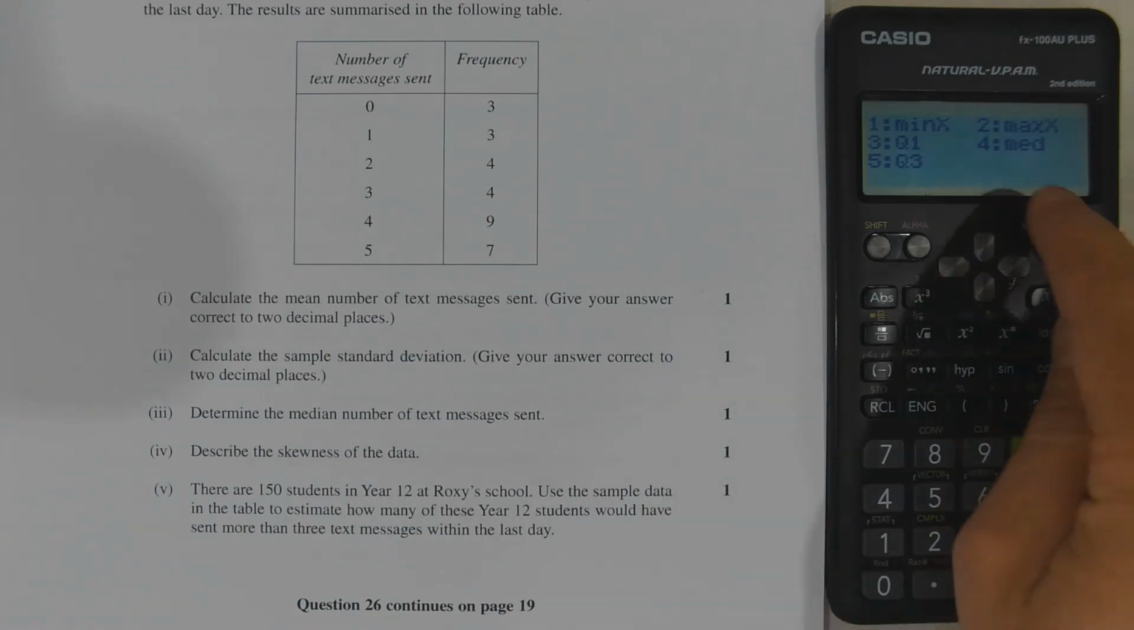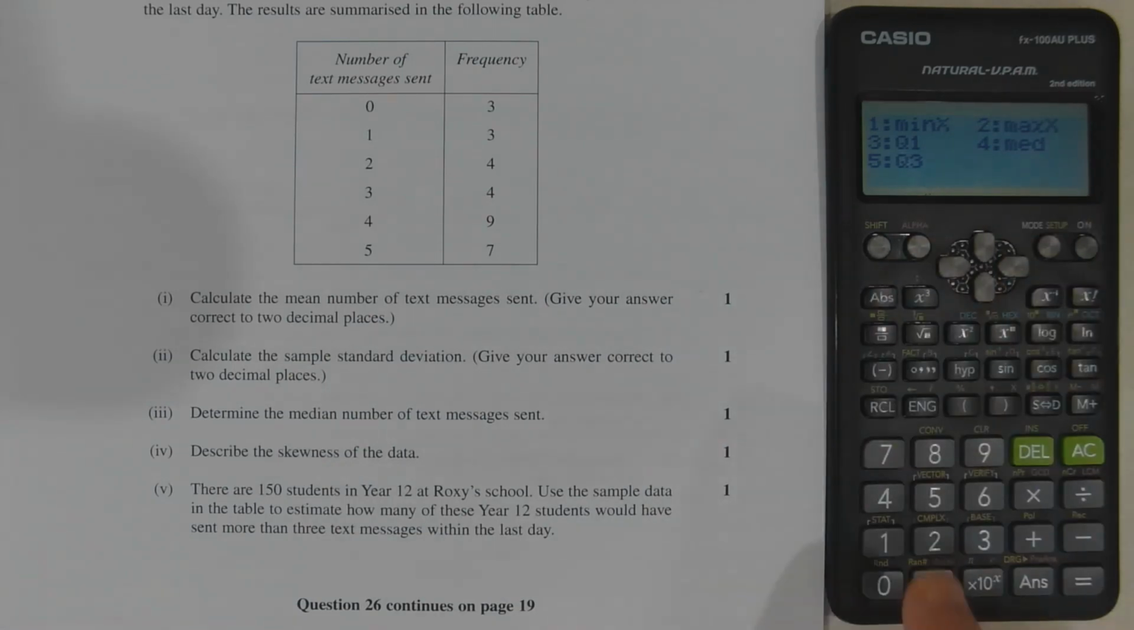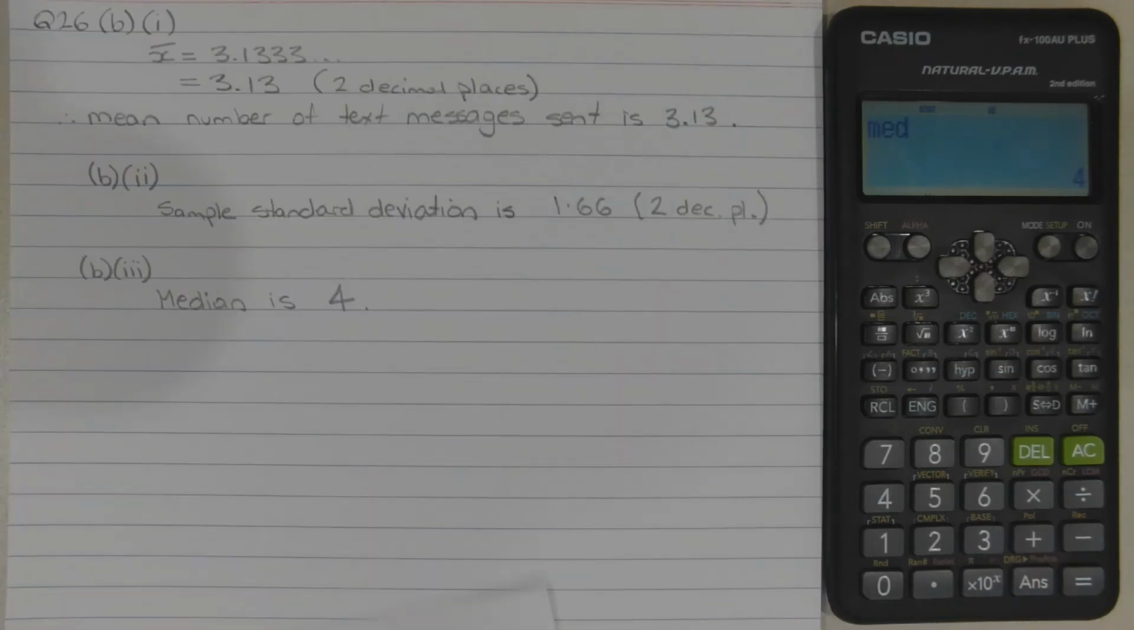Now option 4, med, represents the median. So selecting 4, we see med displayed on the screen. Pressing equals, we get 4. Therefore, the median is 4.